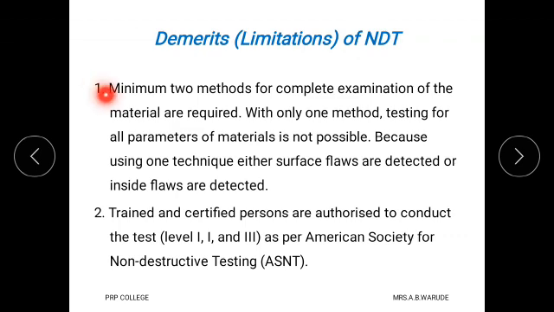Then, what are the limitations or demerits of NDT method? First, a minimum of two methods for complete examination of the material are required. With only one method, testing for all parameters of materials is not possible because using one technique, either surface flaws or inside flaws are detected. This is one limitation of NDT.